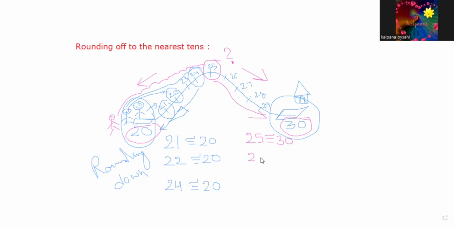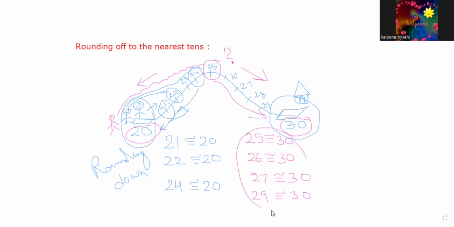In the same way, when you are at point 26, obviously you will go to point 30 to take rest. When you are at point 27, the rounding to the nearest 10 is 30. When you are at point 29, the rounding to the nearest 10 is again 30.